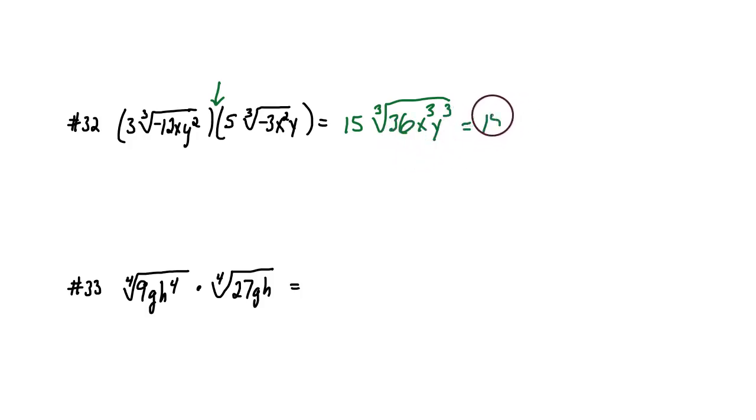So our answer is 15, and then the cube root of x cubed makes x, the cube root of y cubed makes y, and the 36 is going to have to stay in the radical.